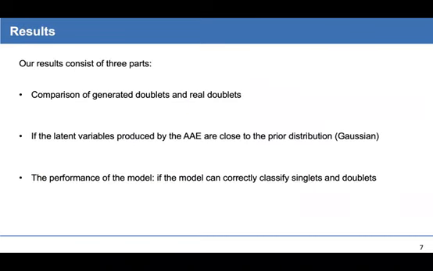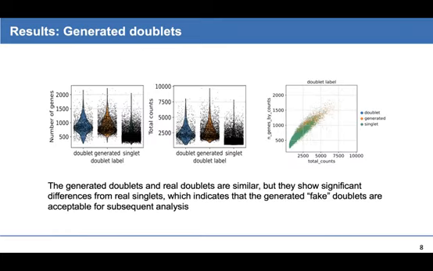So our results consist of three parts. The first part, we compare the generated doublets and real doublets. The second part, we try to see if the latent variables produced by the AAE are close to the prior distribution, which is a Gaussian distribution. In the last part, we test the performance of our model to see if it can correctly classify singlets and doublets. As you can see from this figure, the generated doublets and real doublets are very similar, but they show significant differences from real singlets, which indicates that the generated fake doublets are acceptable for subsequent data analysis.